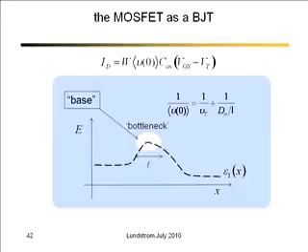It's really very useful to think about this bottleneck region at the beginning as the base of a bipolar transistor, and to think about the rest of the channel where the electric field is high, like the collector of a bipolar transistor. And it's a very useful way to think about it.